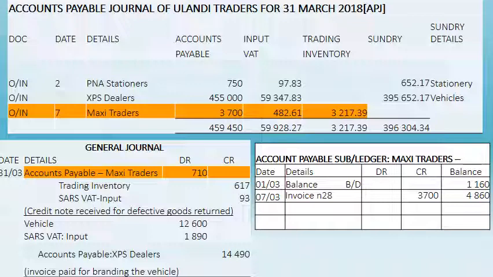We go to his account at the end of the month, 31st of March. We reflect under details a credit note. On the debit side, an amount of 710 is not reflected. Instead, the amount is reflected on the credit side at 710. It's a credit note. It was supposed to be debited, but it's now credited. So because it's credited, it gives us the closing balance for Maxi Traders of 5,570.